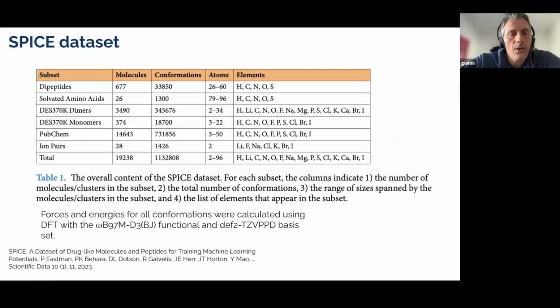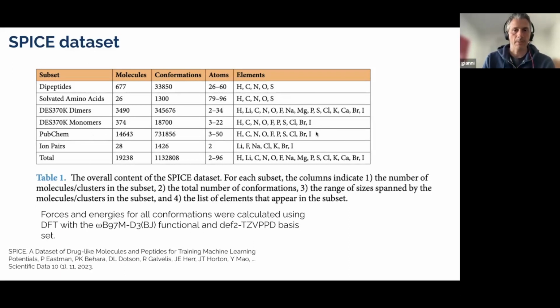Okay, so another thing that was missing were datasets. So this year, we published this paper where we make a lot of datasets. This was mainly through the OpenMM consortium, which I co-lead. We generated a lot of DFT data for dipeptides, for solvated amino acids, for dimers, for monomers, for small molecules, ions, and so on and so forth. Also integrating lots of variety in terms of conformations, size, and elements. So all the elements that are useful in drug discovery.